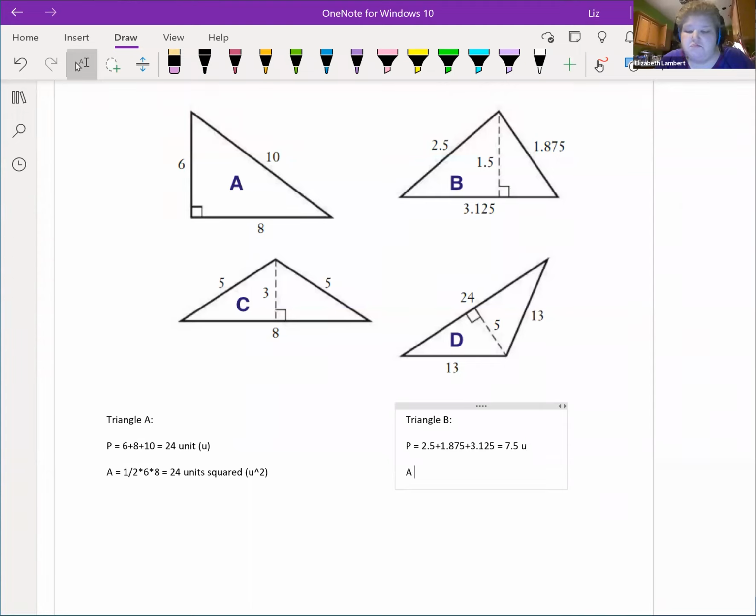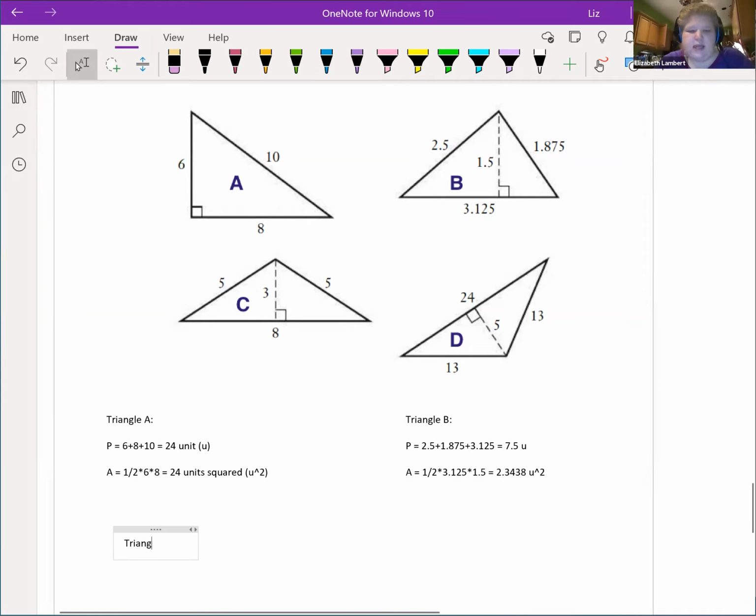All right. And then our area, the 1/2, then the 3.125 and the 1.5 are our base and our height. Now, the order you type them in or write them doesn't matter. So you could write the 3.125 first or the 1.5 first, because multiplication is the same forwards and backwards. And that's square units. So it takes 7.5 to go all the way around, but it only takes 2.3 and a little bit extra square units to cover it. Not too bad.